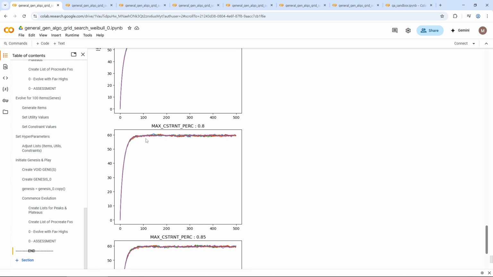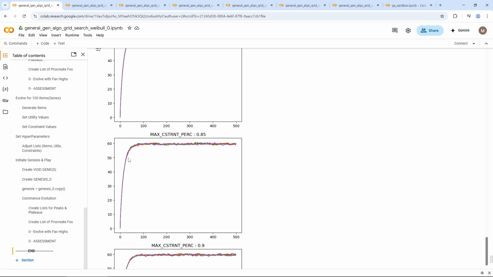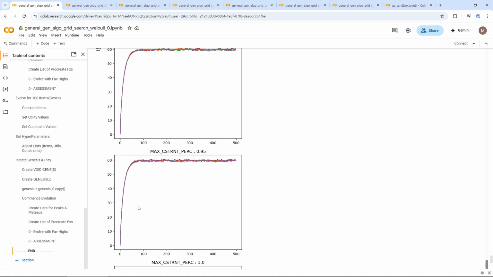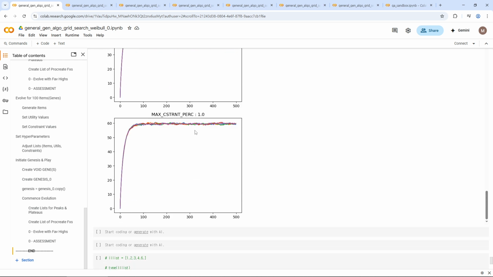At 80, no peaks, just plateauing at 60. At 85, same story. At 90%, same story. At 95, same story. At 100%, same story. No peaks. So what's happening?